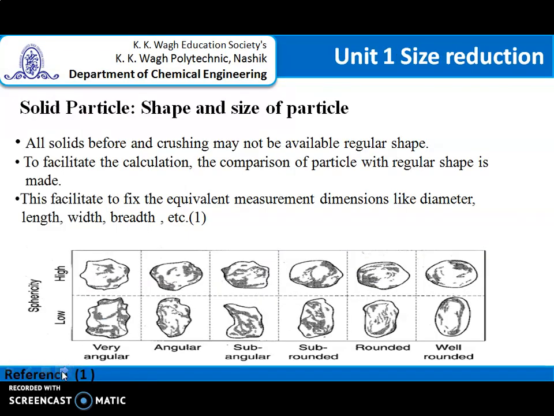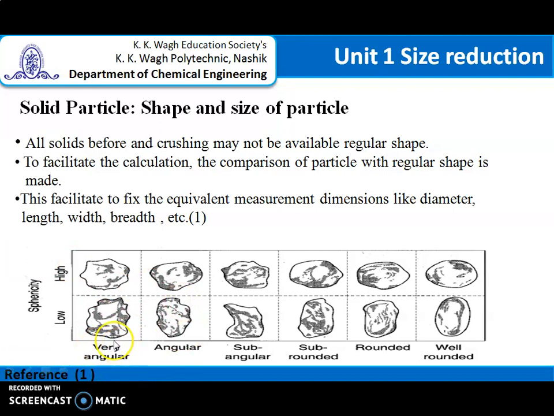Now, whenever we carry out any size reduction, the size or shape of the product or feed may not be regular. Therefore, to facilitate calculation, a comparison of the particle with a regular shape is made, and thereafter the equivalent dimension or equivalent size of that particular particle can be determined. So some shapes typically observed during any size reduction operation are presented before you.